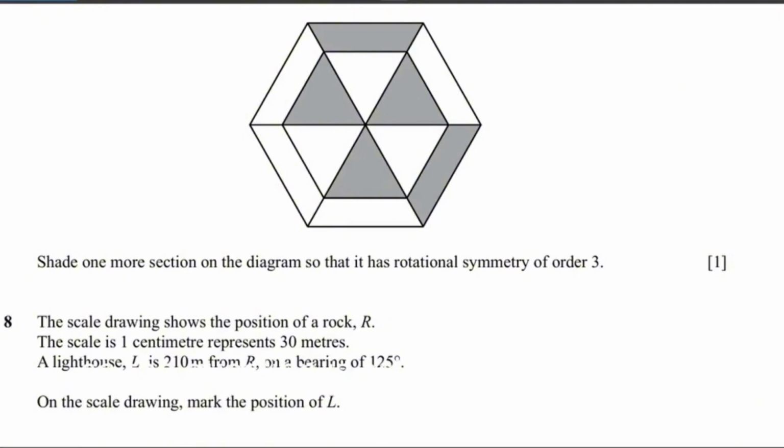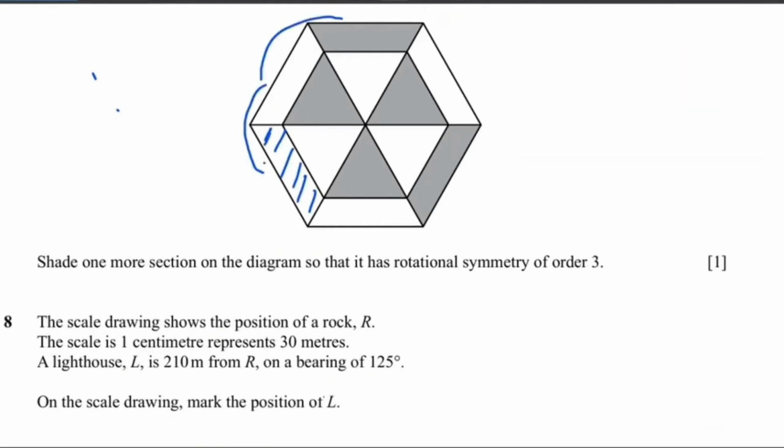So the question is asking you, how many times can this shape return to this format, to be in the way that it is looking right now? Can you shade one section on this diagram so that it can maintain this configuration 3 times through one revolution? Because this is a hexagon, the easiest way would be just to shade this section. If you shade this section, when you move it once, this section will be here.